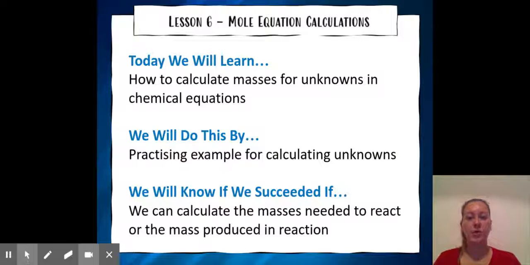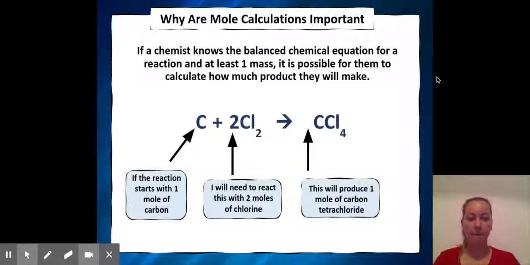So we are going to calculate masses for unknowns in chemical equations. So we're going to have something on the other side of the equation that we need to calculate, and we're going to use the number of moles to go between the left-hand side of the equation and the right-hand side of the equation. We are going to be able to calculate the masses needed to react or the mass produced in any reaction that you are given. So if a chemist knows the balanced chemical equation for a reaction and at least one mass, it's possible for us to calculate how much product we're going to make.